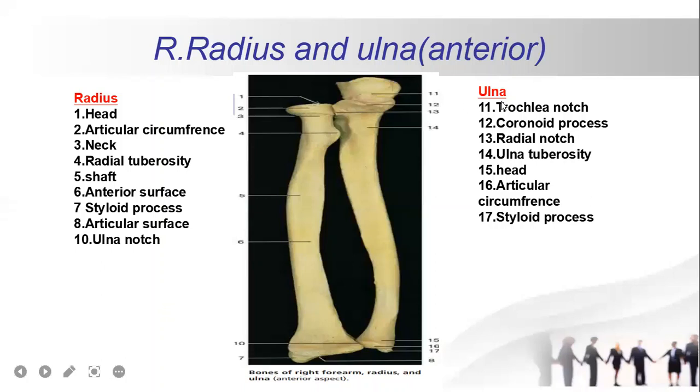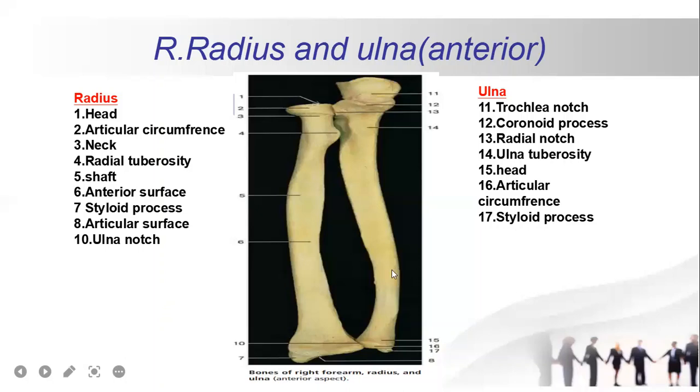Moving to this other side, on my right side, we have the ulna. Starting from number 11, we have the trochlear notch. Mark this area. Number 12, the coronoid process. Number 13, the radial notch. Number 14, the ulnar tuberosity. Number 15, the head. Number 16, the articular surface or articular circumference. Then number 17, the styloid process. Remember, both bones have a styloid process on their distal aspect.